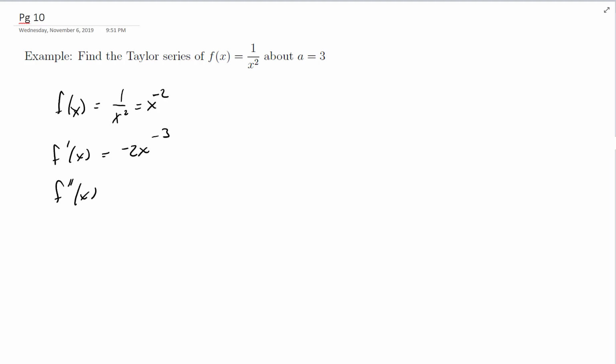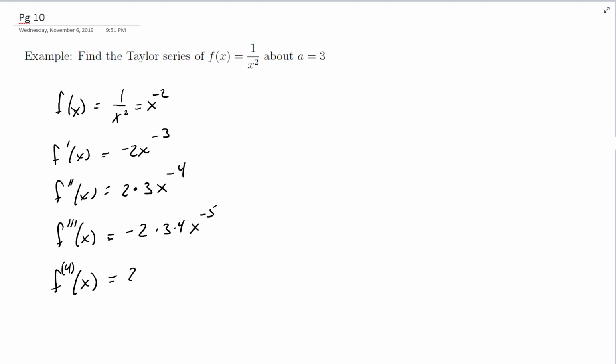Second derivative, pull down the negative 3, so that is going to be a 2 times 3, x to the minus 4. Now once again, do not simplify the constants other than the negative sign. The third derivative, that's minus 2 times 3 times 4, x to the minus 5. And the last derivative I'll do is the fourth derivative. And that is 2 times 3 times 4 times 5, x to the minus 6.